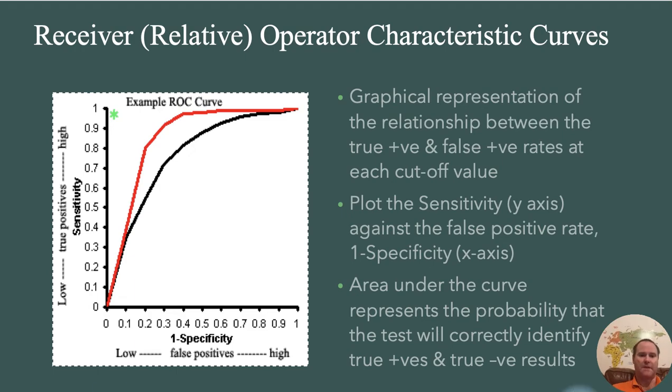A good test has a small number of false positives and false negatives, and if 2 tests are plotted on the same ROC curve, the test that lies above the other one is the superior test. So in this case, the yellow test is superior to the black test.